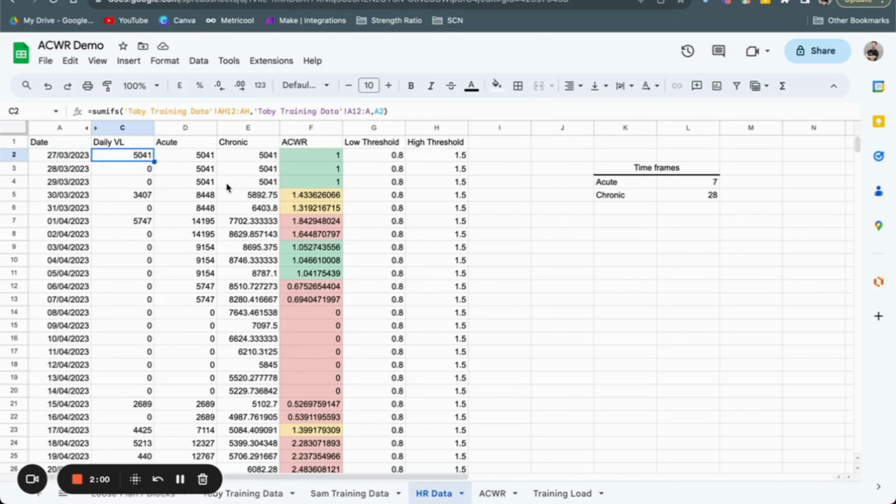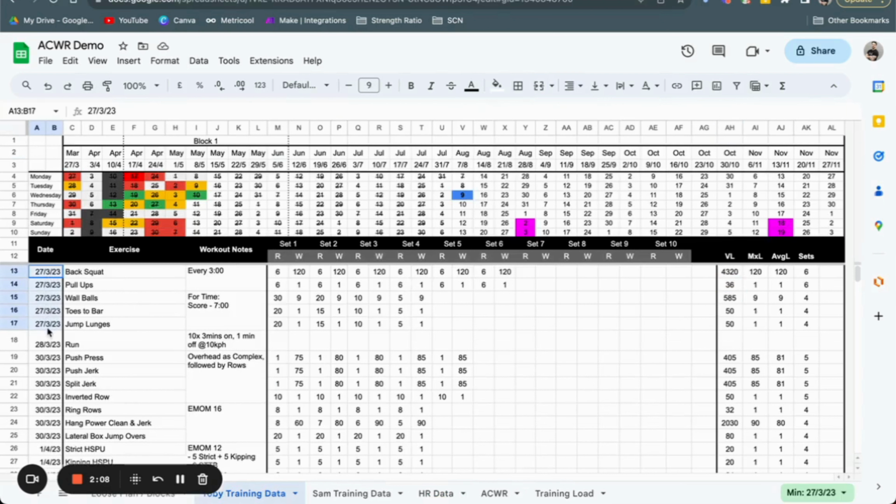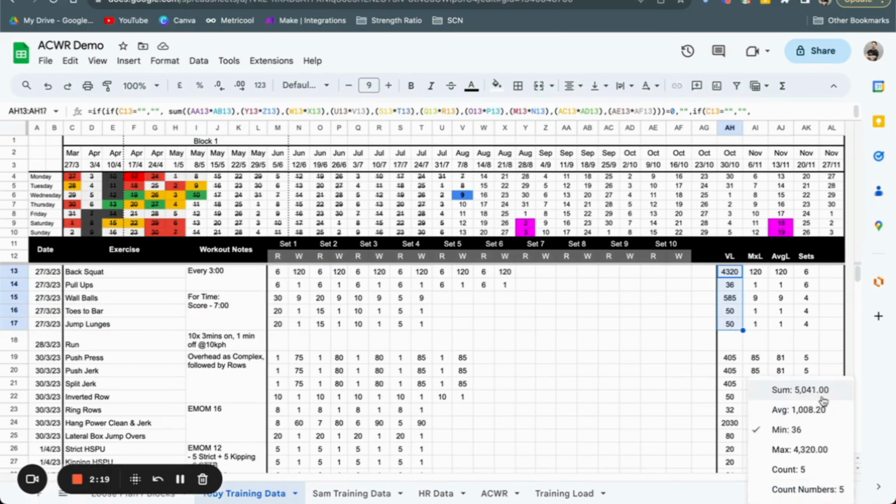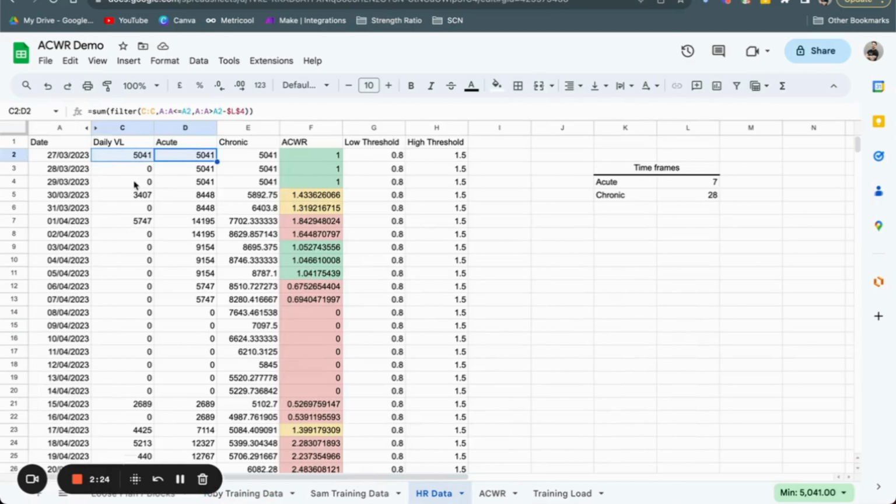Okay, so that gives us 5,041 arbitrary units, or kilograms actually. So if I go back, I can see that on the 27th, I did these exercises. I've used a score of 1 for body weight, just playing around in this example. And I can see that these are my volume loads, and that is my sum, 5,041. So that's nice and clearly seen there. On the 30th, 3,400, and another one on the 1st. You can see very sporadic here. And these zeros are important, like I say, because if I haven't trained on that day, it's important that I specify that my load is 0.